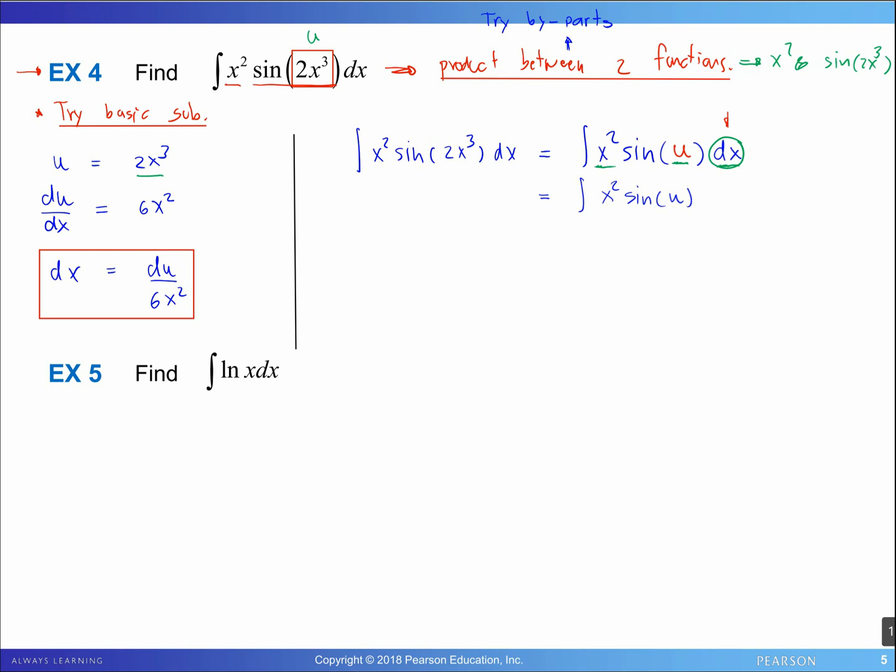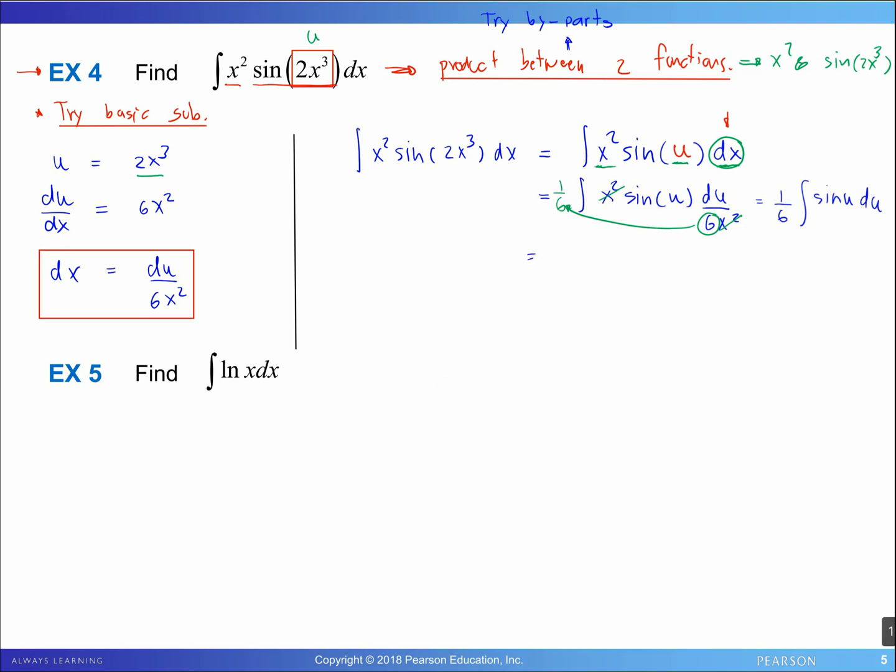dx is equal to du divided by 6x squared. And as you can see, maybe we got lucky. This x squared cancels with this one. And now I'm going to move this constant 6 to outside the integral. Right here, it becomes 1 over 6. And now I have 1 over 6 at the front, integral of just sine u du.